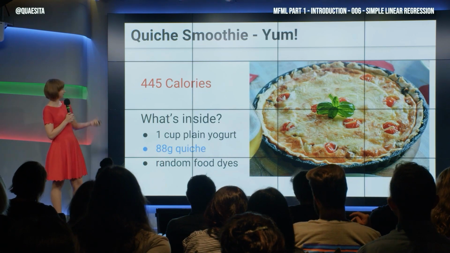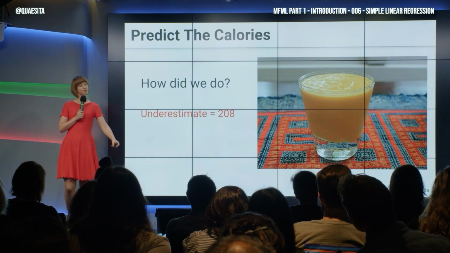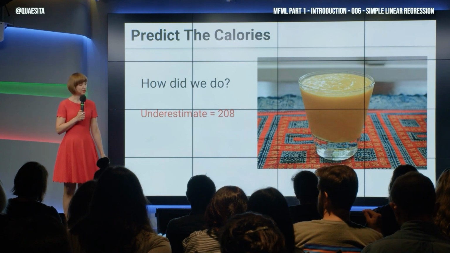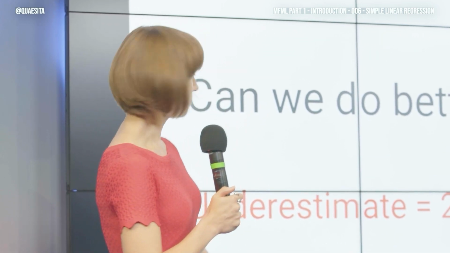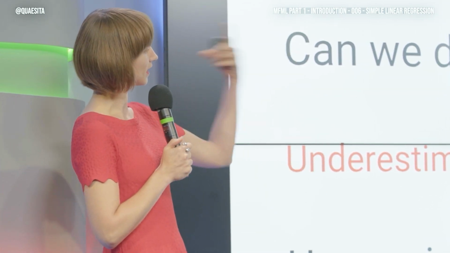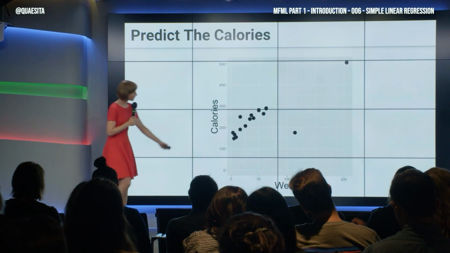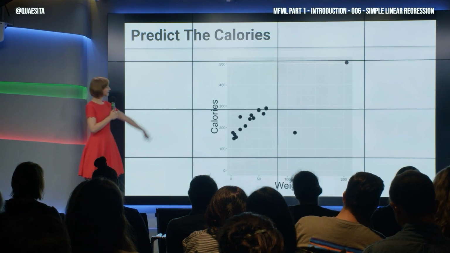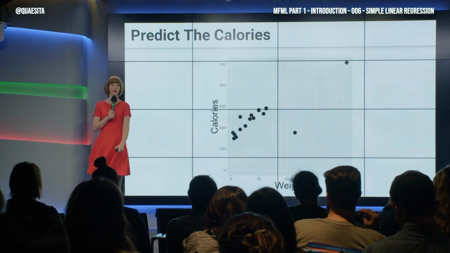So how did we do? We had an underestimate of 208 calories with that strategy. And can we do better? Well, maybe it would help to have the weight of the secret ingredient. So what we'll do as analysts is we'll make a little plot, and we'll have the weight from 0 to 200 grams on the x-axis and calories from 0 to 500 on the y-axis.